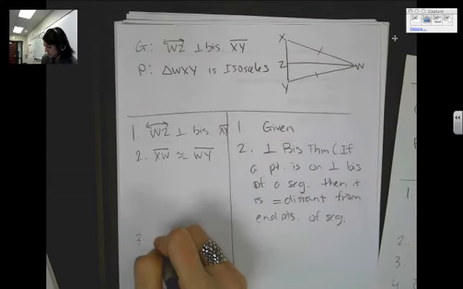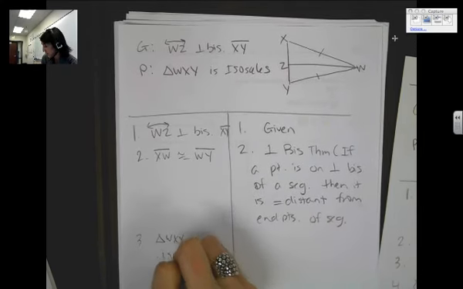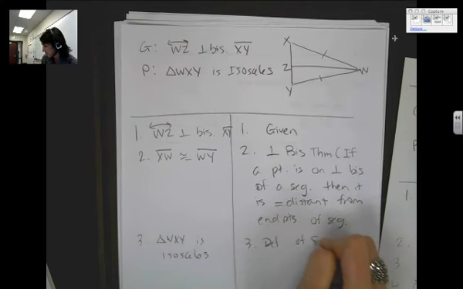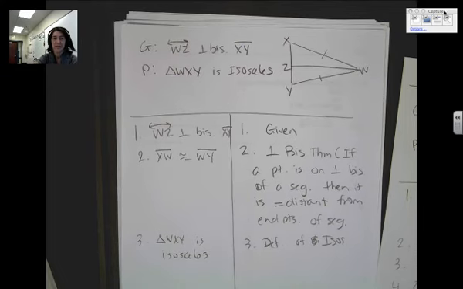And in closing, I can go ahead and say WXY is isosceles, and that's just definition of isosceles. Definition of isosceles. We'll go like that. And we're set.